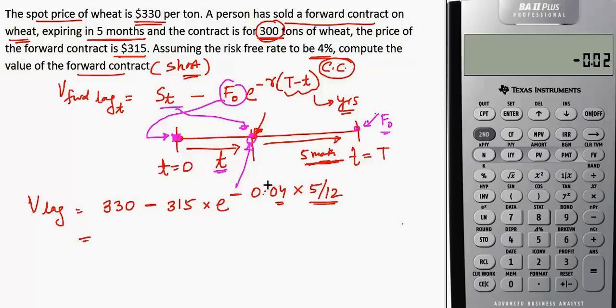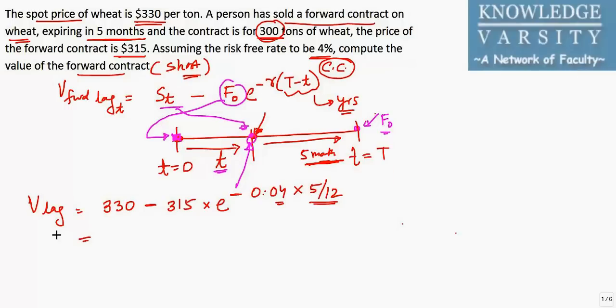Since we have to compute e to the power, we press second LN, so this is the value of e to the power. Let's say we store this in 1. You are seeing that the format is 2 decimal places, so let's change the format to 5 decimal places. If I recall, the value that I have stored is 0.9835. I should multiply this with 315. So this is the value, and I will store it in 2. From 330 I will subtract this value 2. So this is 20.2065, and the value to the long is 20.2065.